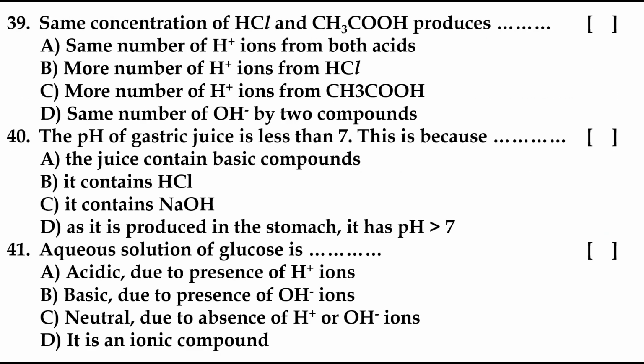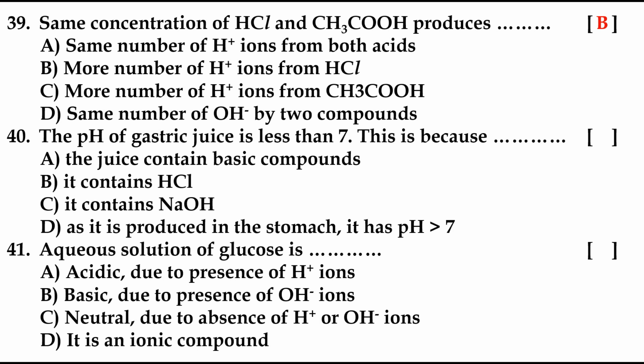39. Same concentration of HCl and CH3COOH produces dash. A. Same number of H plus ions from both acids. B. More number of H plus ions from HCl. C. More number of H plus ions from CH3COOH. D. Same number of OH minus by two compounds. Answer is option B. More number of H plus ions from HCl.